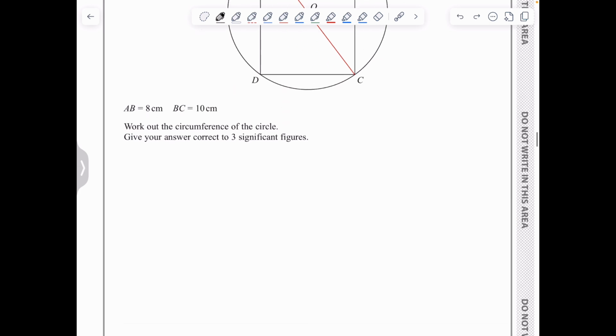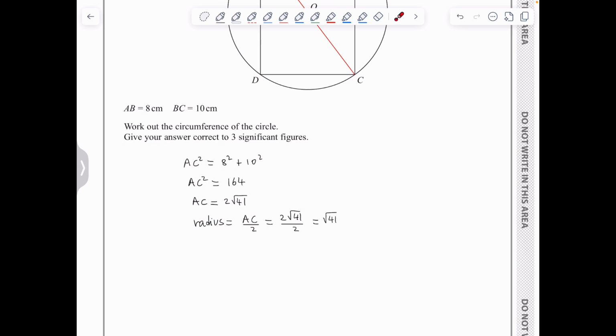So we've got AC squared is equal to 8 squared plus 10 squared, leading to AC squared is equal to 164. I will take the square root of 164 to get 2 root 41 for AC. Now recall that AC was the diameter, so the radius is simply going to be AC divided by 2, which is 2 root 41 divided by 2, which gives an answer of root 41.